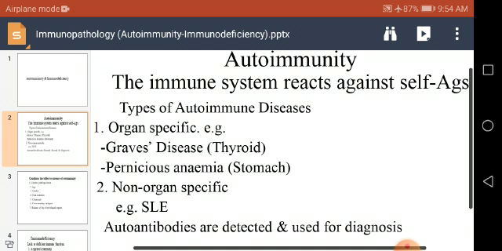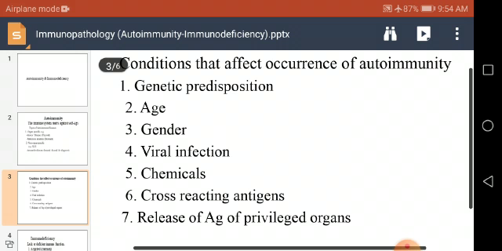Commonly, autoantibodies are detected and they are used for diagnosis. But the mere presence of autoantibodies without demonstration of autoimmune disease does not diagnose the autoimmune disease. So the presence of antibodies has to be coupled with the presence of the autoimmune disease.